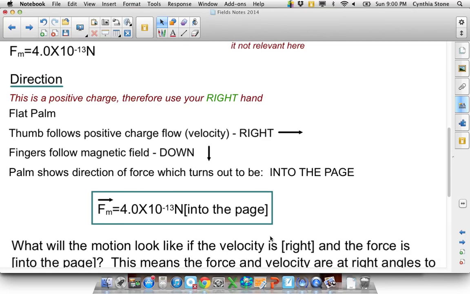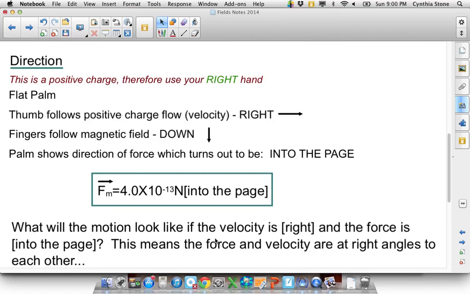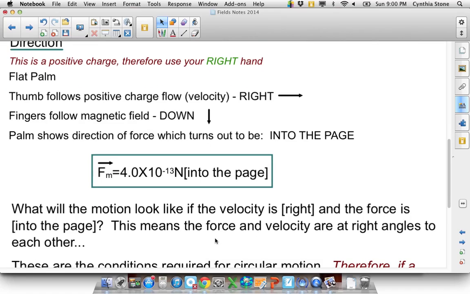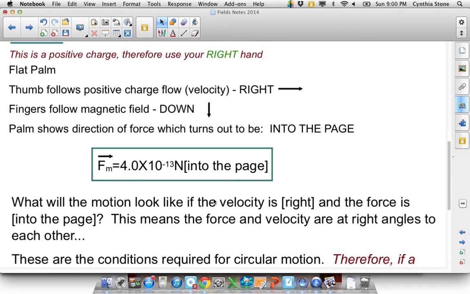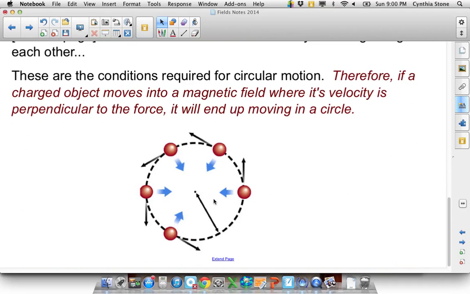Now here's the thing. What will the motion look like if the velocity is right and the force is into the page? This means that force and velocity are at right angles to each other. Now think hard, back in the course, where did we see force perpendicular to velocity? Oh, circular motion. So therefore, under these conditions, you end up with an object moving in a circle. Okay? And then I can ask you questions related to the circular motion just to put everything together. But I'm going to stop the video here and we'll do a part 2 in a minute.